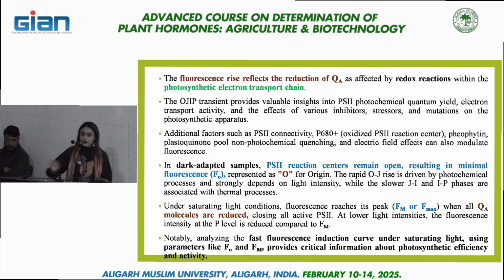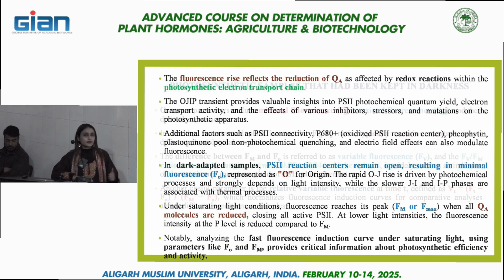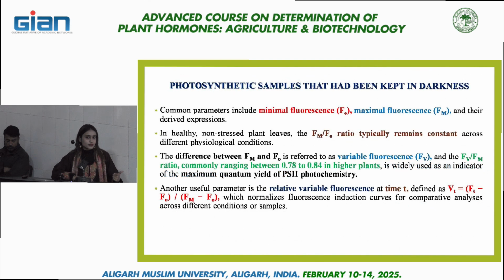Moving forward, as I have told you earlier, we are going to work on two samples. The first one is a dark adapted sample and another one is a light adapted sample. In dark adapted samples, we are going to study minimal fluorescence or F0 and maximal fluorescence, which is Fm, and whether there is a change in it or not and how much change we see in healthy versus stressful conditions.